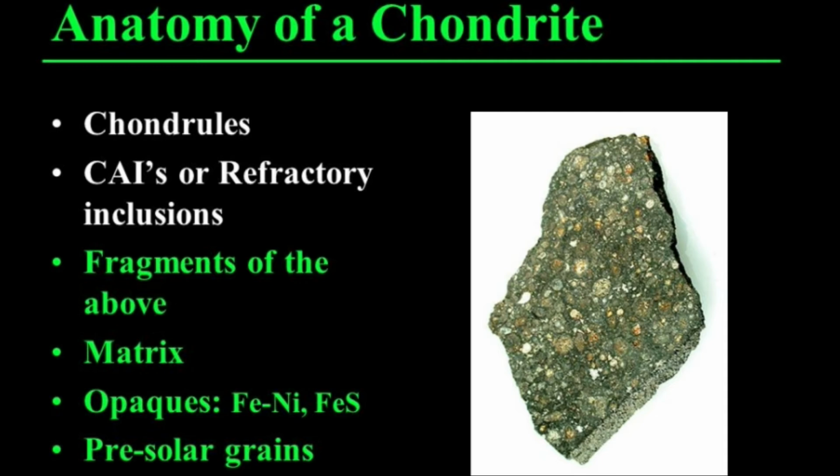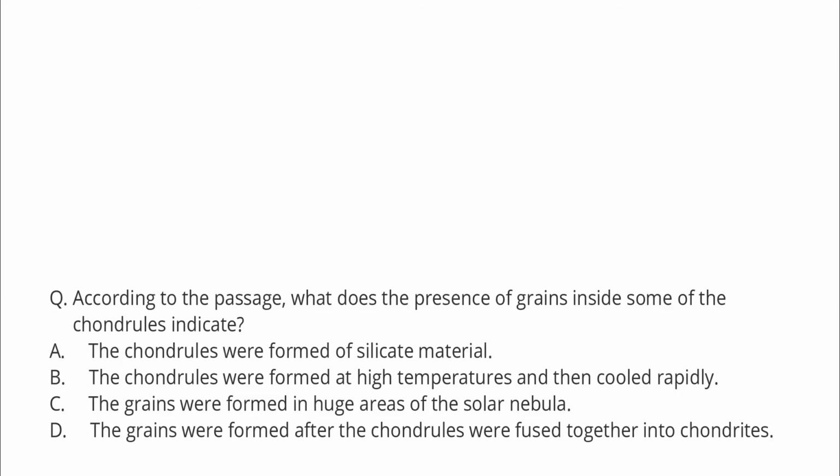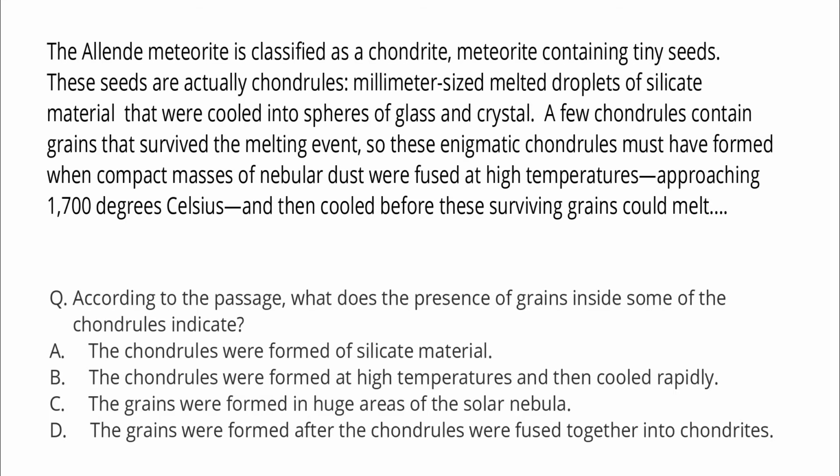This is an example of what type question. Briefly skim the passage. According to the passage, what does the presence of grains inside some of the chondrules indicate? The key word is grains. When we scan the passage for grains, we find this sentence as a clue.